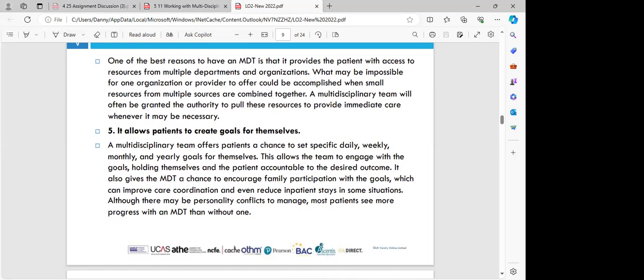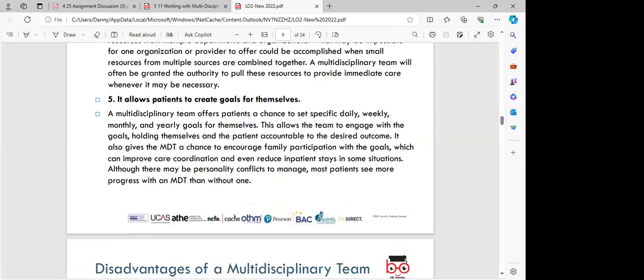I think it would be for the departments to create goals for themselves. But why do you think the patient could not create goals for themselves? Because they have full access to the professionals and all that. So why don't you think the patient can create them? So let's see.